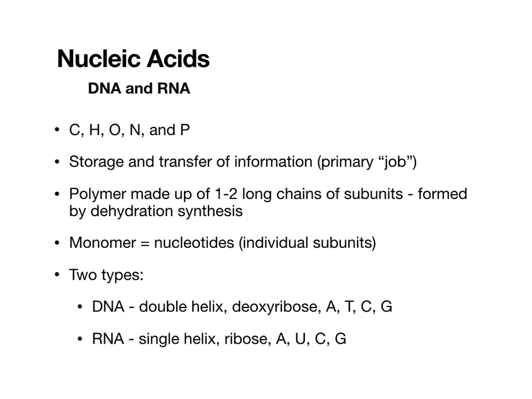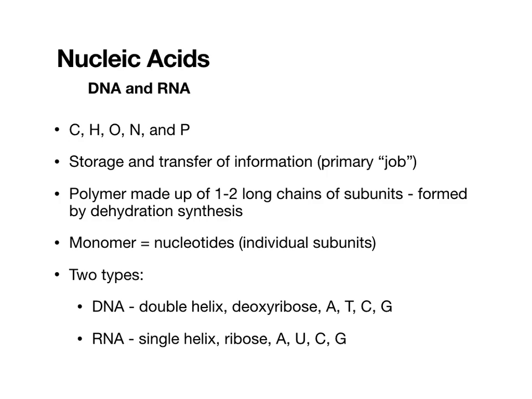The polymer is made up of 1 to 2 long chains of subunits that are formed by dehydration synthesis. The monomer of nucleic acids is a nucleotide, which is an individual subunit of the nucleic acid. Then there are 2 different types of nucleic acids, the DNA and the RNA.